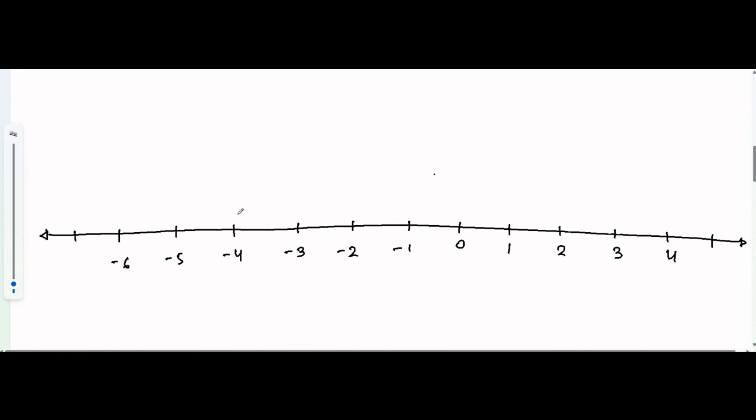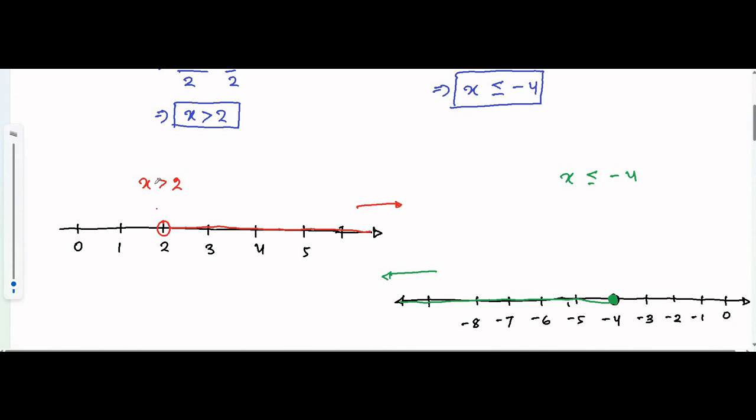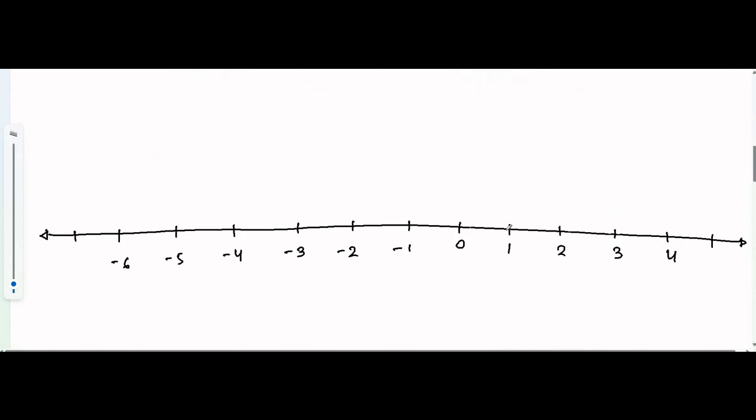So for the first part of the solution, x greater than 2, a hollow circle and a solid line which goes to the right, like this.